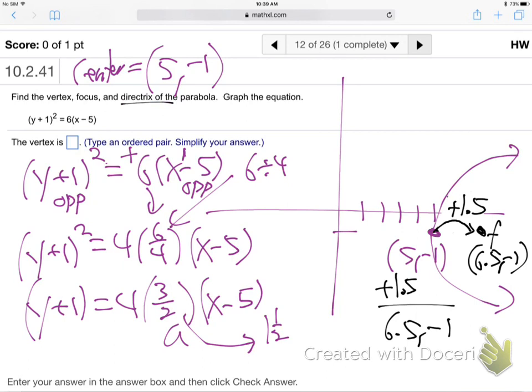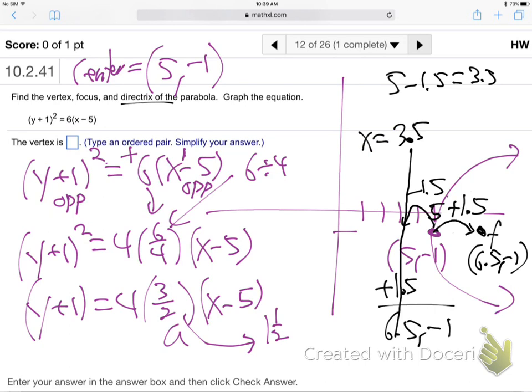It's always behind the parabola. Same distance as the focus, just the other direction. So if the focus is 1.5 to the right, the directrix line is 1.5 to the left. So where would that be? Well, this is at 5 right here. So if you back up 1.5, 5 minus 1.5 is 3.5. So you're right here at 3.5. X equals 3.5 is the equation of the directrix line.